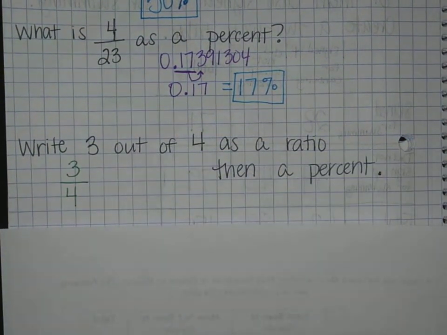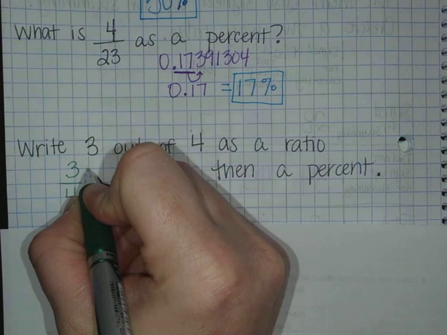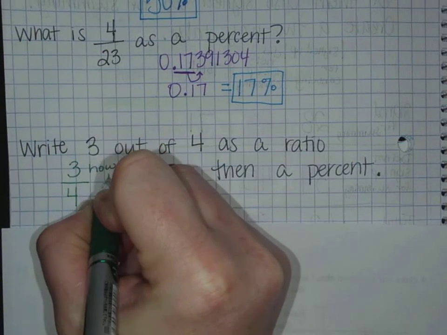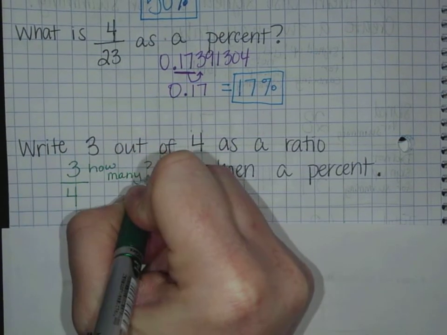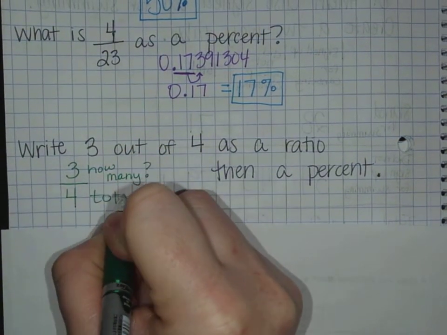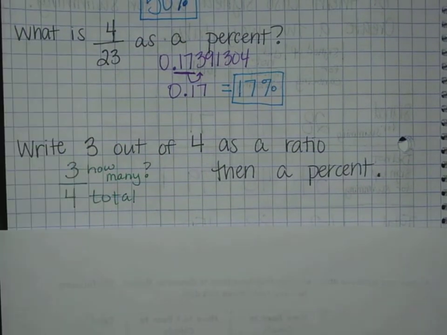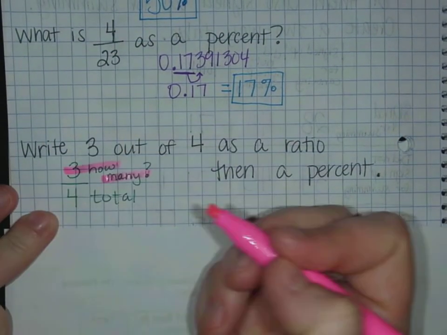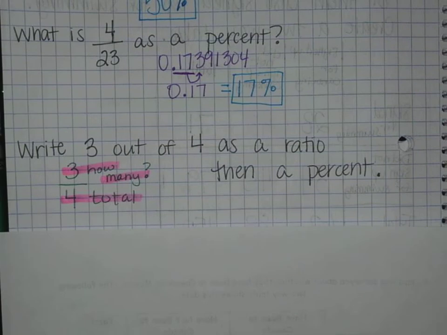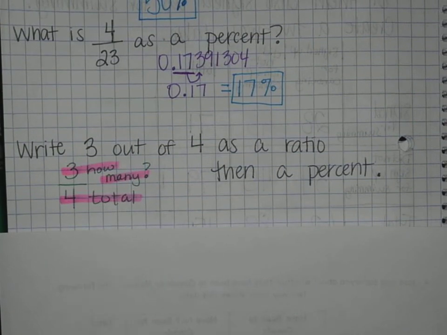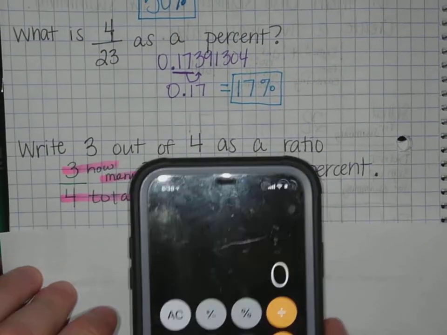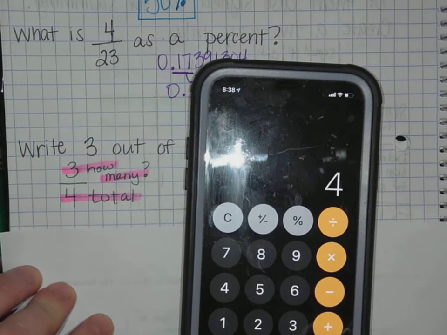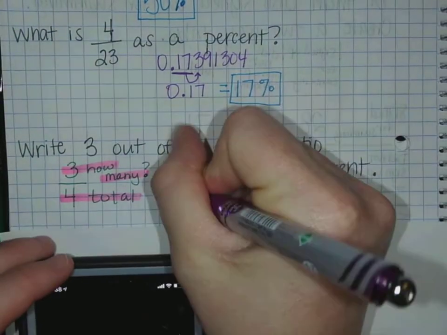So something that you should probably write down, and I'm going to highlight this in just a second, is the top is how many and the bottom is the total. So it was 3 out of a total of 4. And then we'll do those steps from up there. So 3 out of 4. So I'm going to do 3 divided by 4. And I get 0.75.